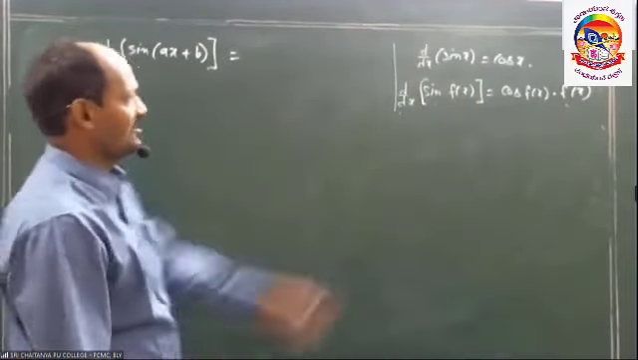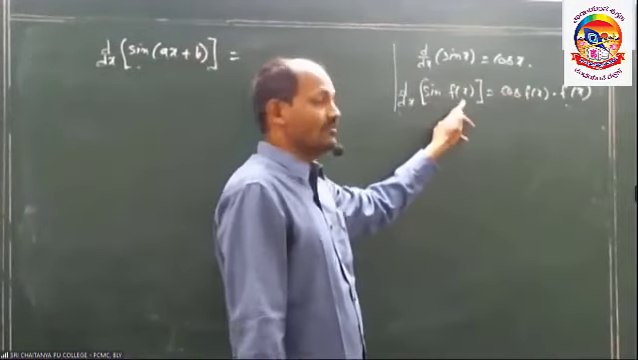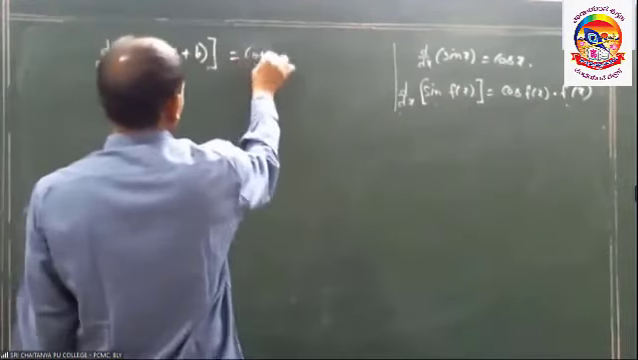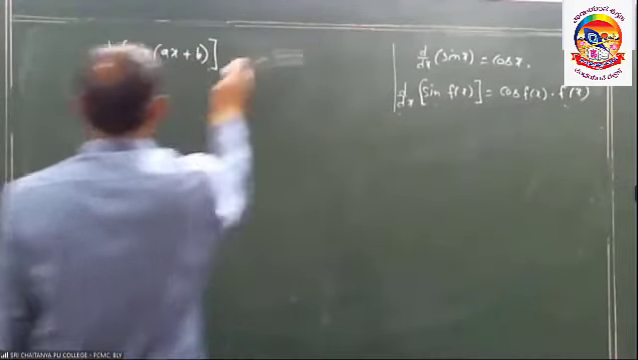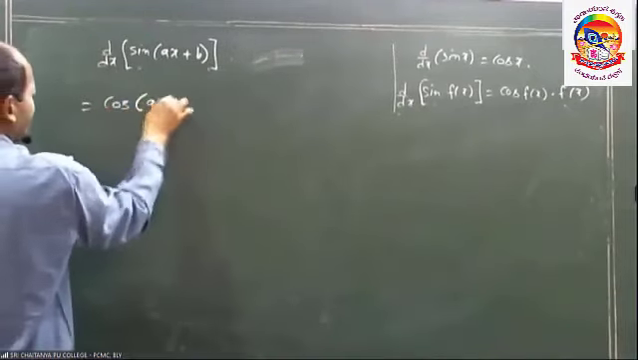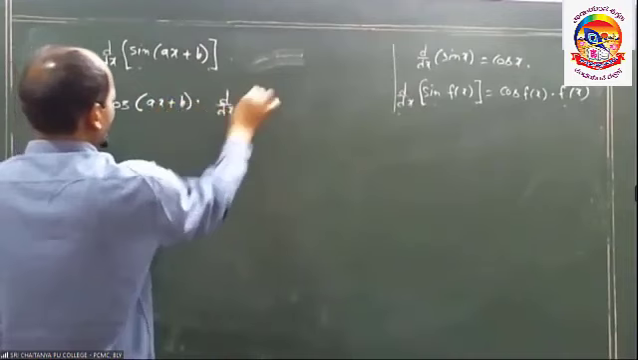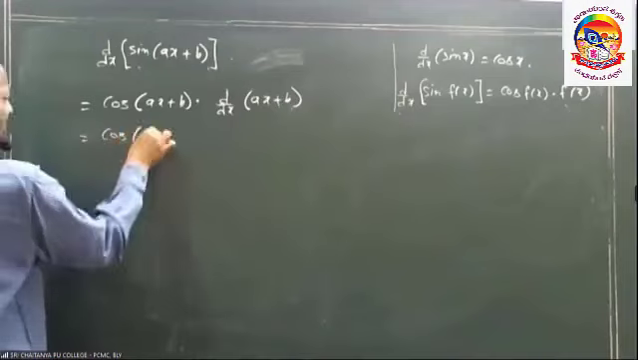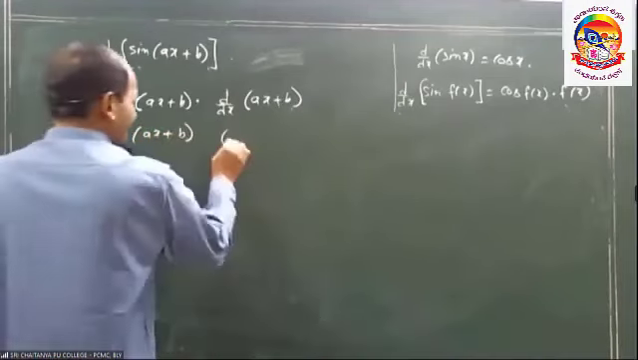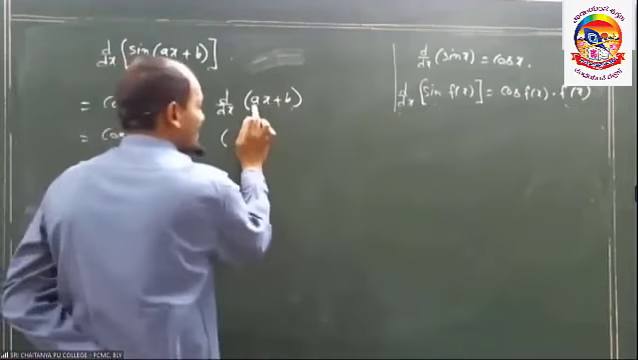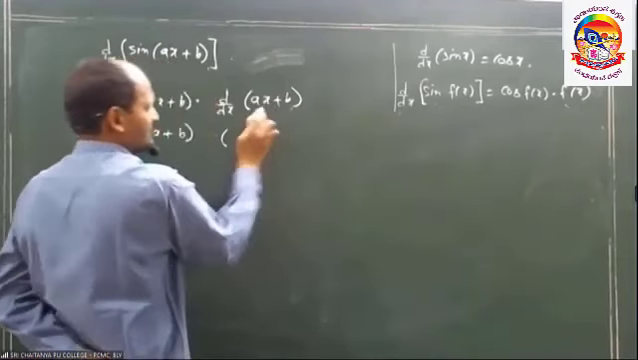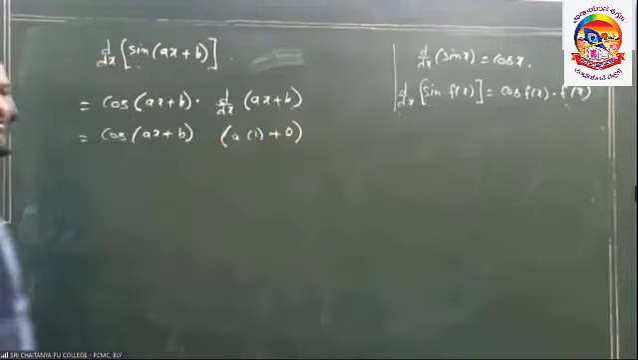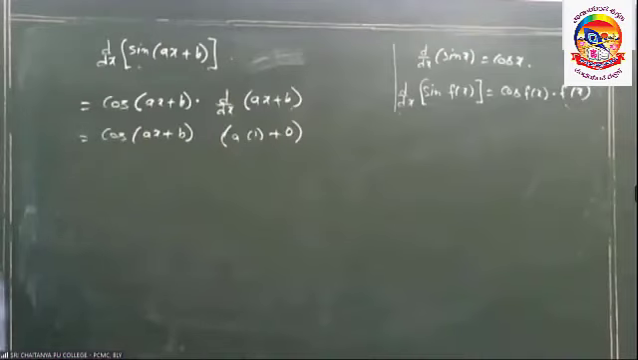The derivative of sin is cos, but it is another sin f of x form, so cos f of x into f dash. So cos of ax plus b into the derivative of ax plus b. The derivative of ax, where a is constant, is a into the derivative of x, which is 1, so a into 1. The derivative of b, which is a constant function, is 0.